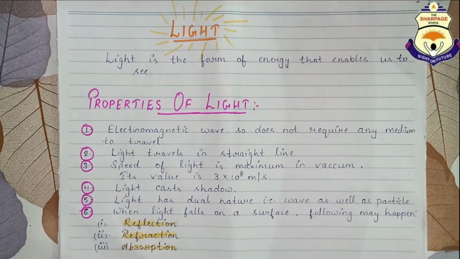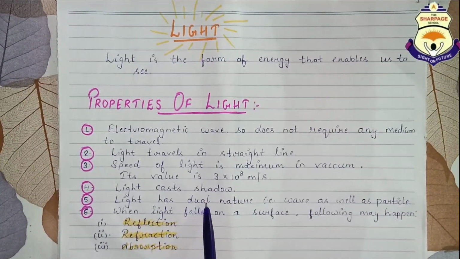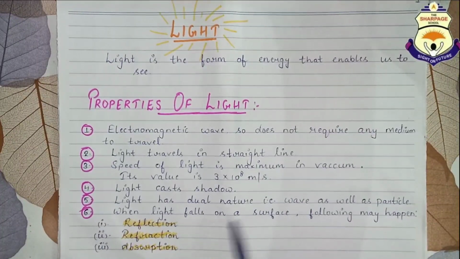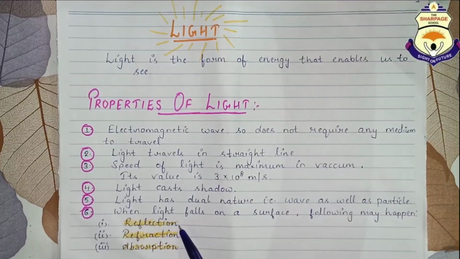Fourth point is light casts shadow. Fifth point is light has dual nature, wave as well as particle. And the sixth property is that when light falls on a surface, the following may happen: number 1, reflection; number 2, refraction; and number 3, absorption.